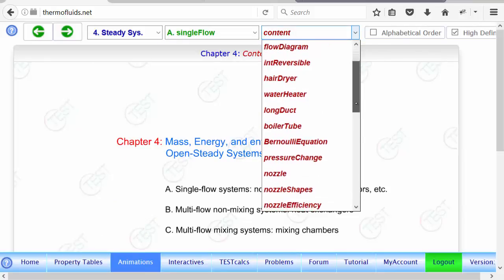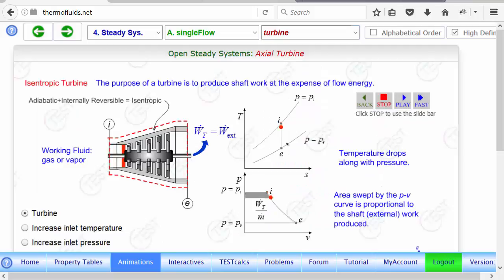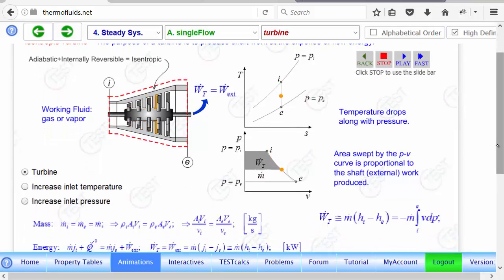Let's find a turbine. So how do we analyze a turbine? First of all, what is a turbine? Well, we don't have to know the details of a turbine. Just go over the boundary and it will become abundantly clear what's going on. There's a flow that comes in at the inlet state and it goes out at the exit state. And as it goes through the internal nozzles and blades, it makes this shaft turn.